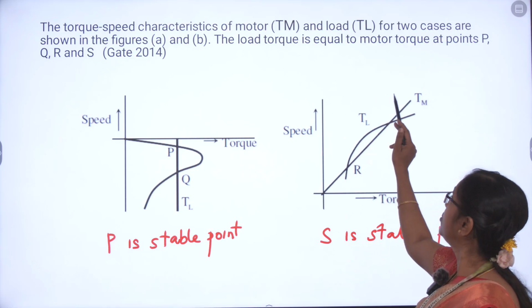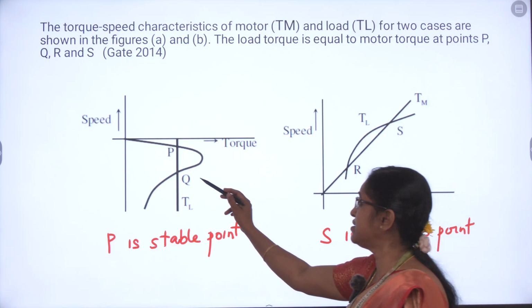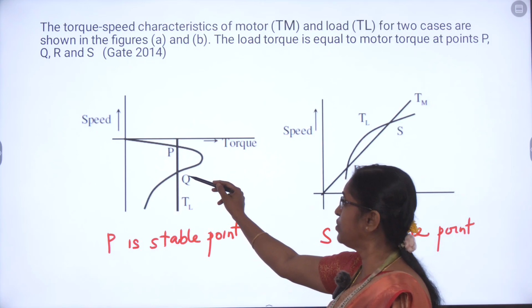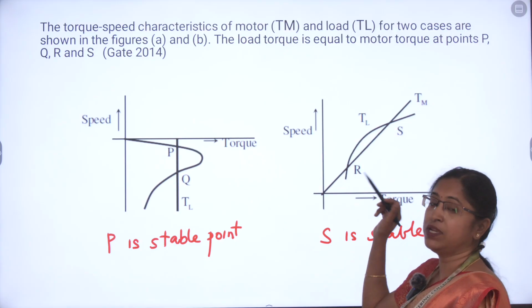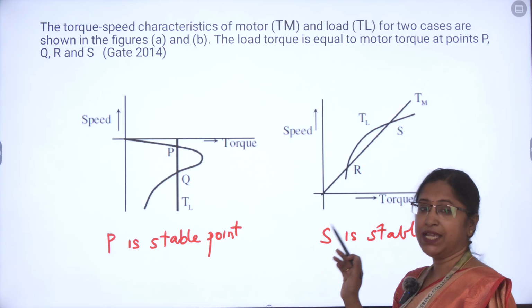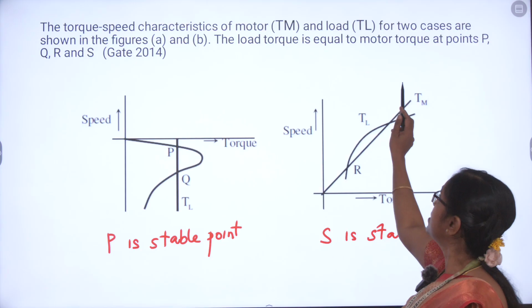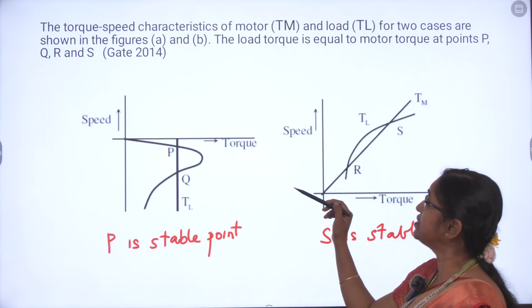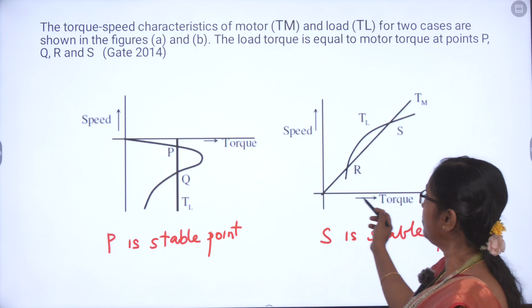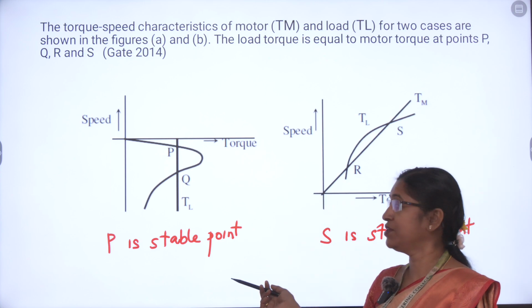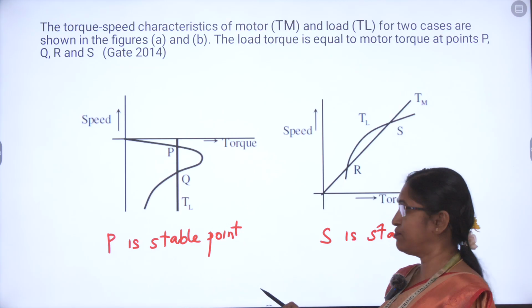The load torque is equal to motor torque at points P, Q, R and S. So that means all these are steady points. P is one steady point, Q is one steady point, and here R and S are the points where your motor torque and load torque both are equal. So what is asked in the question is at which point the system is stable. Torque speed is given, we have to find out at which point it is stable. For the first graph, I have already given the answer. We'll see the explanation now.